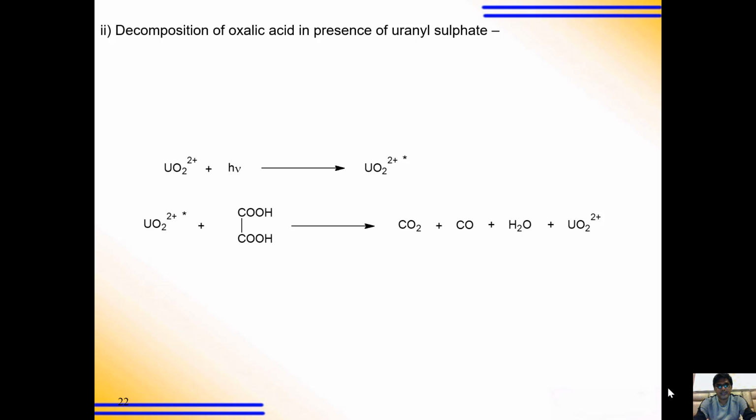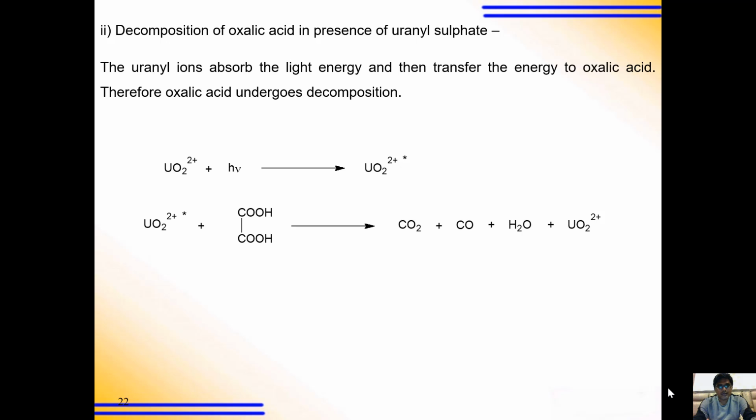The second example of this is the decomposition of oxalic acid in the presence of uranyl sulfate. In this, uranyl ions absorb the light energy and then transfer the energy to oxalic acid. Therefore, the oxalic acid undergoes decomposition, forming products like CO2, carbon monoxide, water molecules, and the uranyl sulfate ions. This is the second example of these photochemical reactions or photosensitizations.